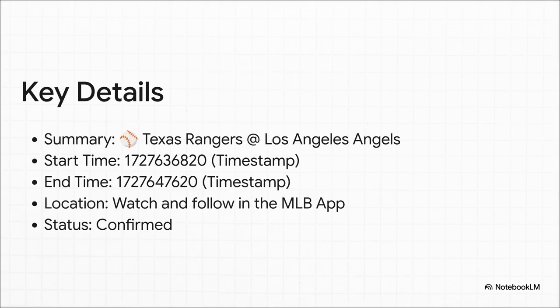And this is what the API brings back from the kitchen. See how neat and tidy this is? We get a clean summary, a location, the event status, confirmed, and these start and end times. Now, those crazy long numbers are what we call timestamps. They're a universal way for computers everywhere to agree on a very precise moment in time, down to the second.